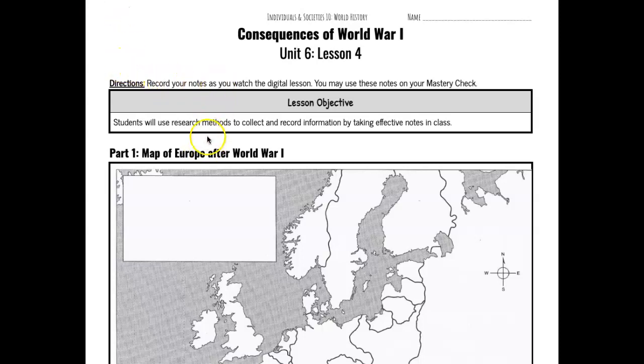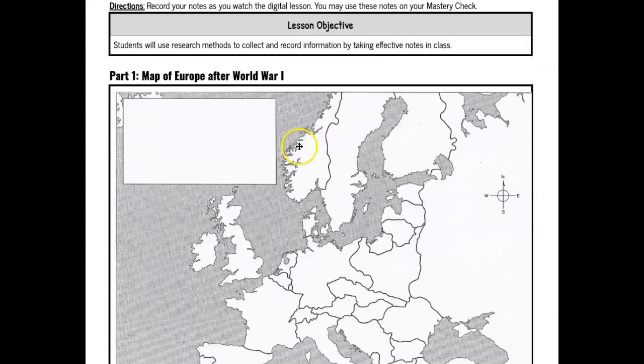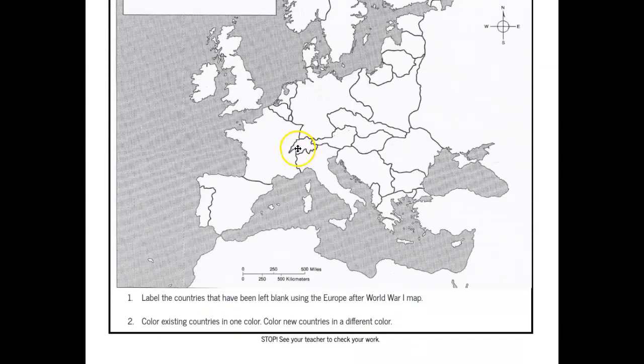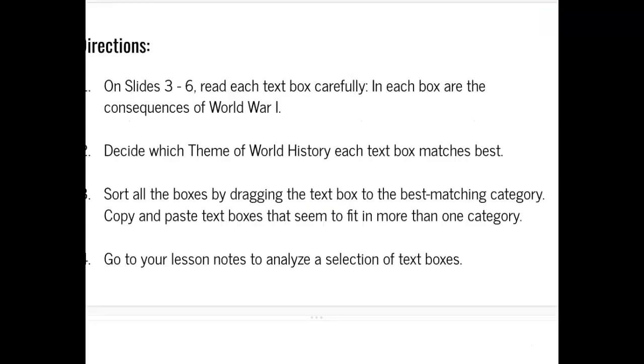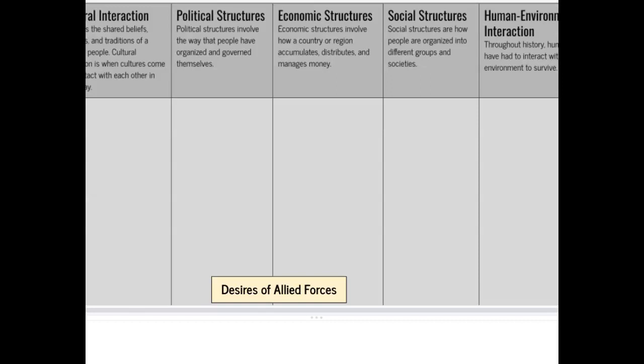In this video, we're going to go over part 3 of lesson 4, Consequences of World War I. You should have already done your map, and you should have also already done your slides. The slides look like this. If you have not done this part of the activity yet, you need to stop this video, go back and complete this assignment before you continue.